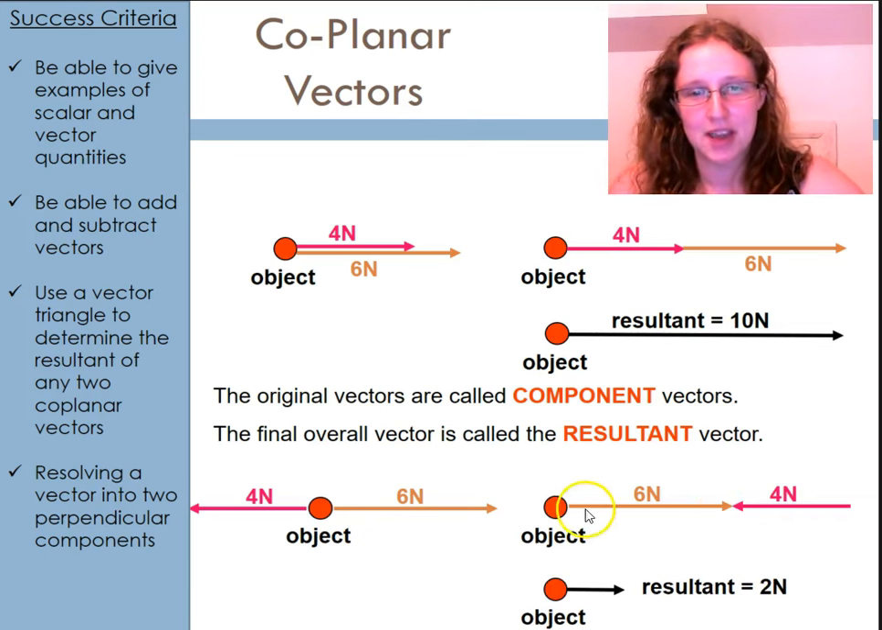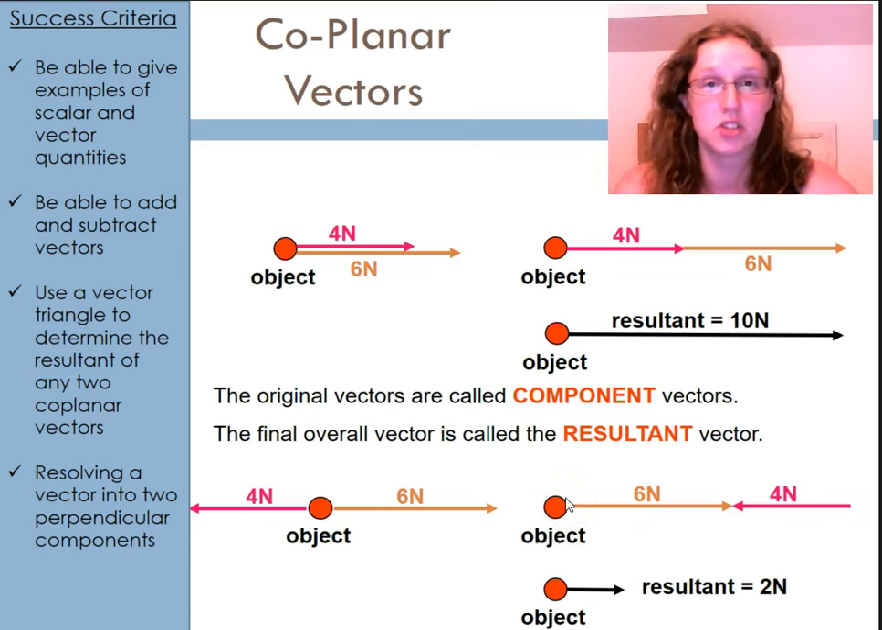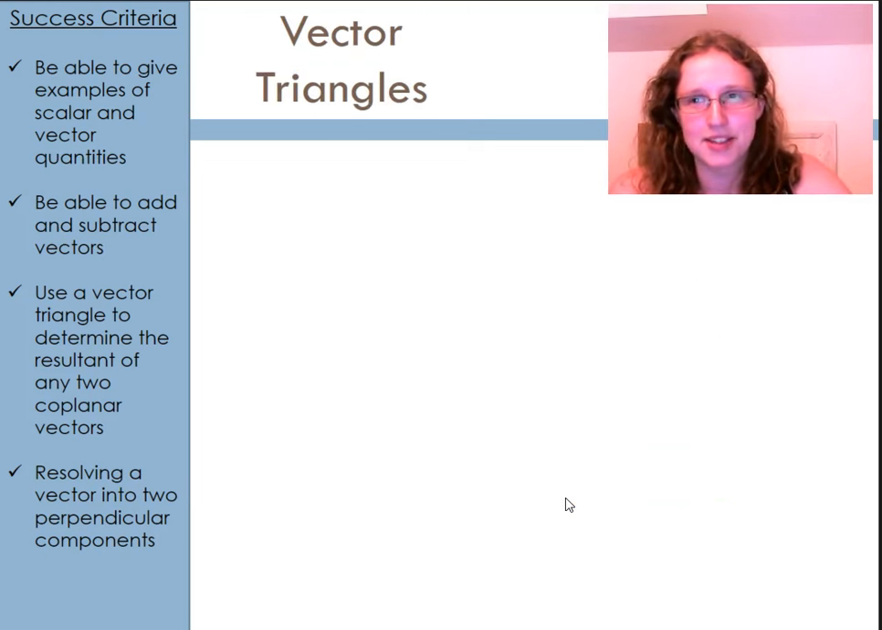So you could imagine that I would draw from one end of my 6 newton to the other. Then I could put my 4 newton going back, and then it'd be like it just came to here. And that's the bit that I'm going to measure, because I've gone back the way I came. So I end up with a resultant of 2 newtons on this one. Still pretty easy though. So let's make it a little bit harder.